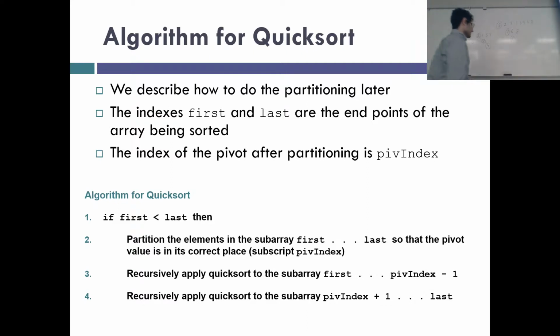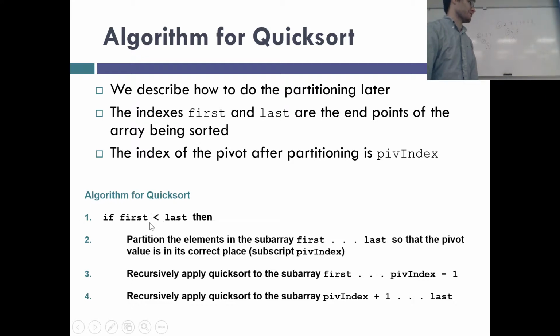So Quicksort's actually a very simple algorithm. It doesn't take too many lines. The Quicksort part of it doesn't. The partitioning part of it is the hard part, right? The splitting it up into left and right. But this is the algorithm. Because we're doing this in place on subarrays, first and last are the first index and the last index of the subarray, and piv index is the index of the pivot.